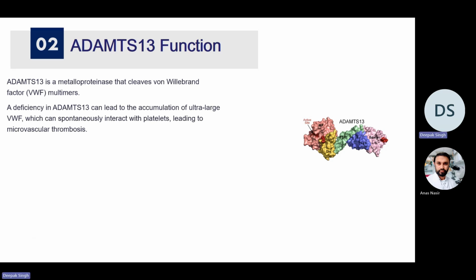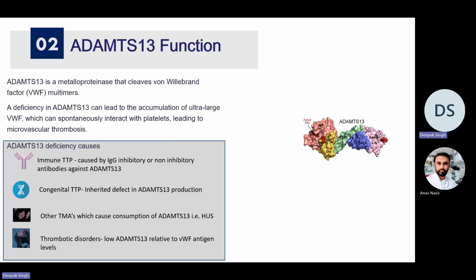If ADAMTS13 does not cleave this VWF, this leads to the string-like, large VWF accumulation, and this spontaneously interacts with the platelets. So this is what causes the thrombocytopenia, and the resulting microthrombosis that is developed is then clogging up major organs, which is causing the organ failure and the subsequent red cell fragmentation, which is what causes the normocytic normochromic anemia.